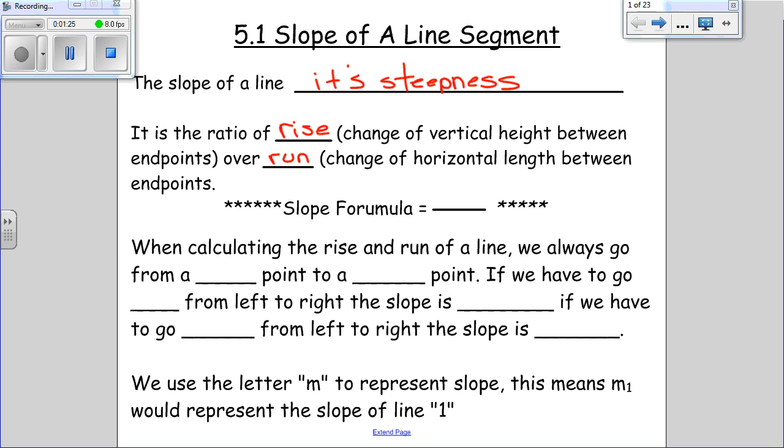But it gives us our first formula to use, and you're going to get a bunch of them. It's that slope equals rise divided by run. That's what we mean when we say ratio. It just means division.